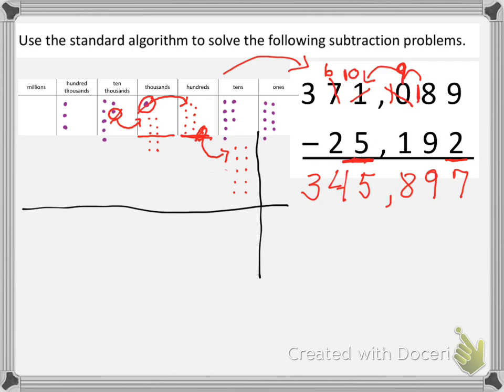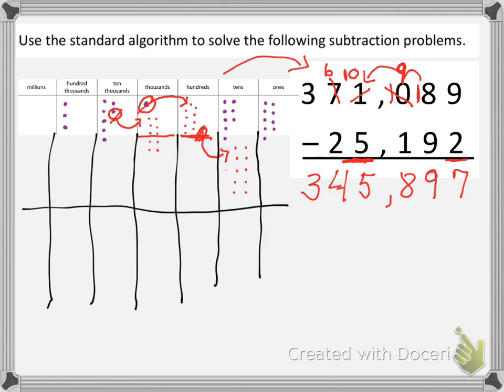Let's set up our columns and start subtracting. All right, so here we have in the ones 9, and we're going to take away 2. 1, 2, and we are left with 7. In the tens column, we have 18, and we're going to take away 9. So we have 1, 2, 3, 4, 5, 6, 7, 8, 9, and we are left with 9.